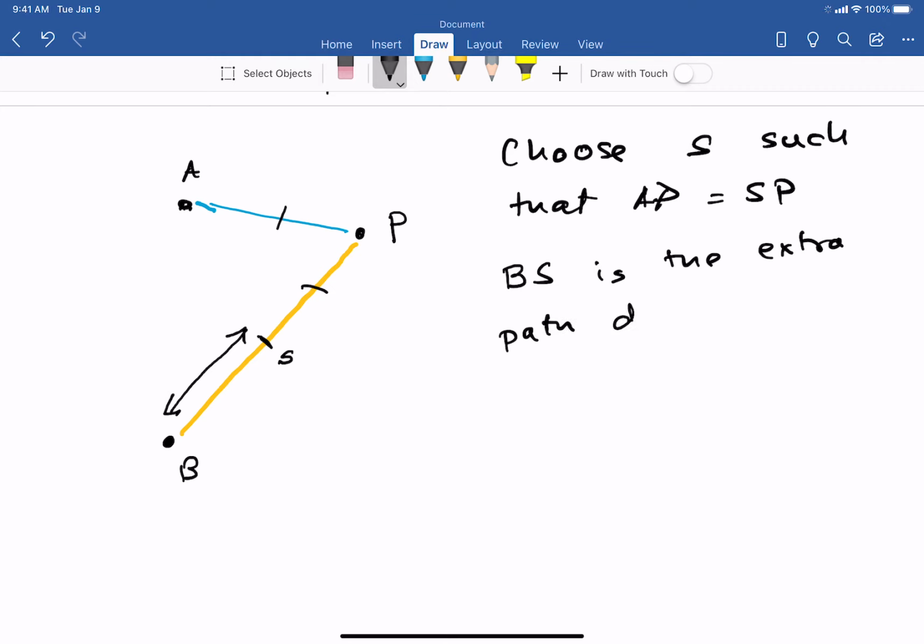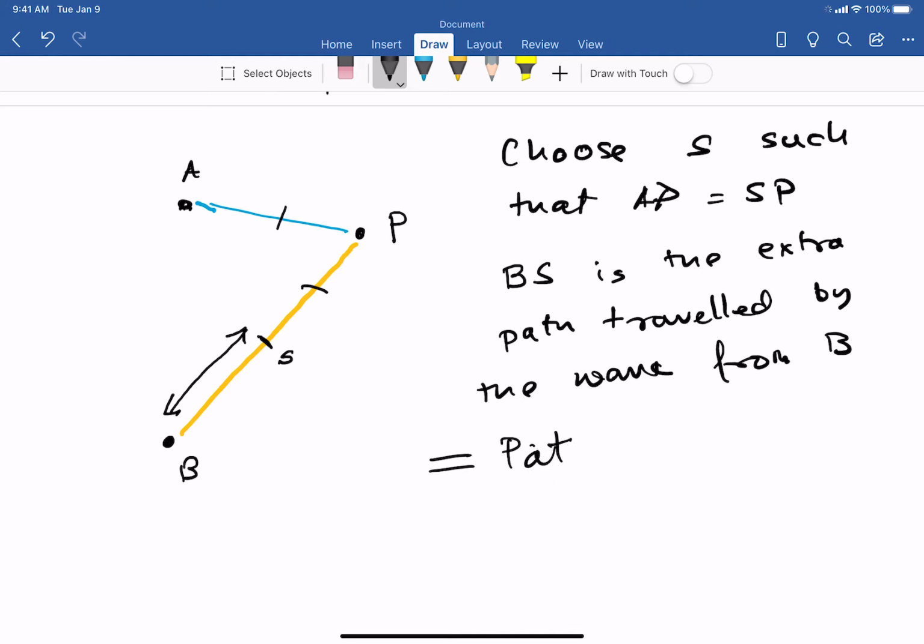traveled by the wave from B. All right. Now consider this. This is sometimes also called the path difference, and the symbol for it is delta L. So delta L is the path difference, or the extra path that one wave had to travel in order to get to the destination. All right.